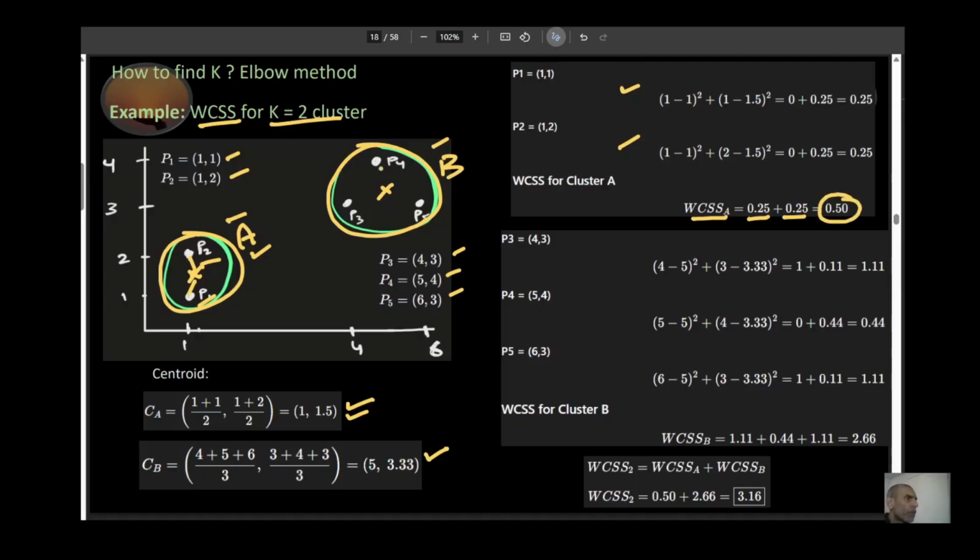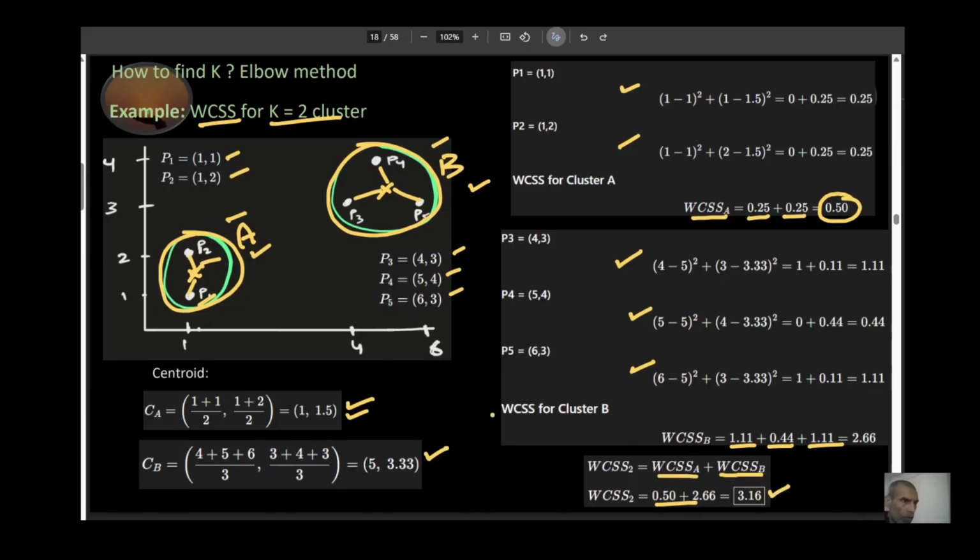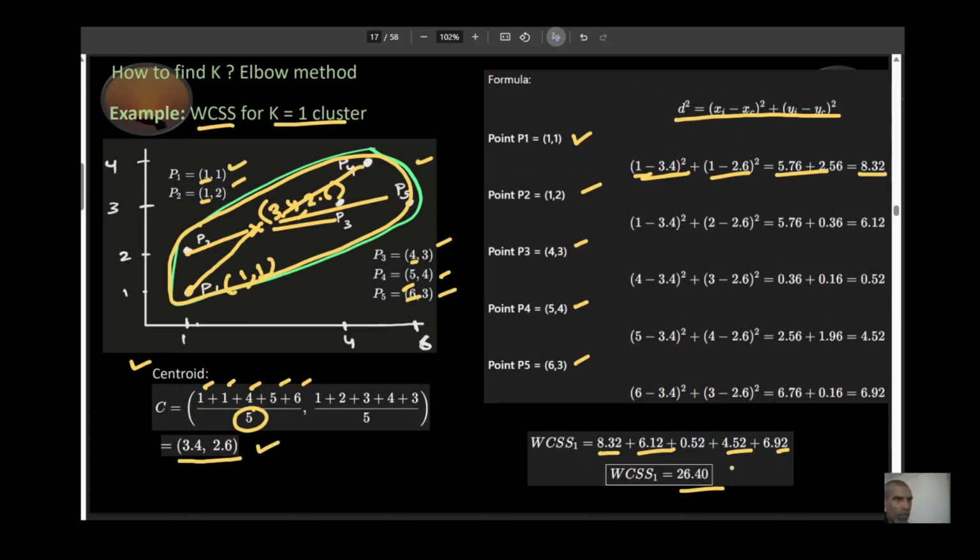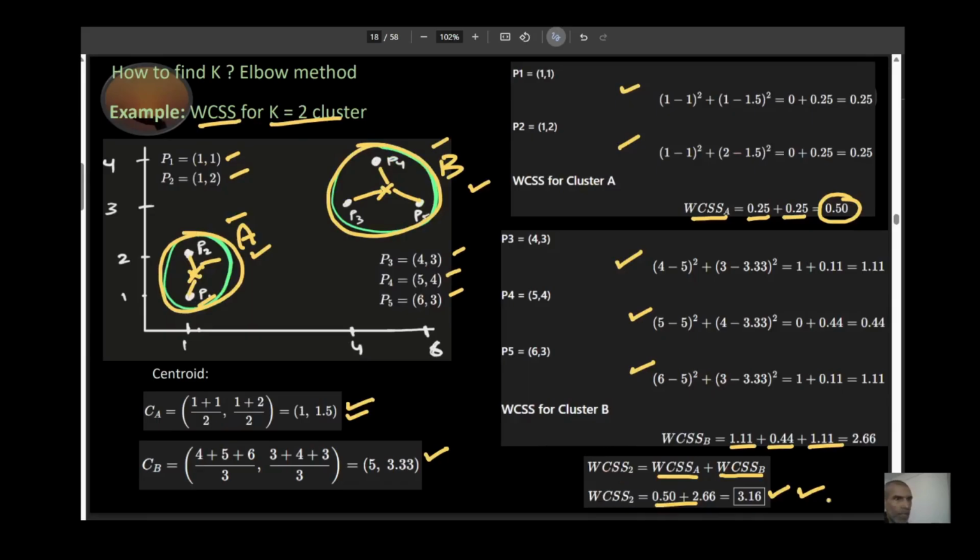Now you do the same thing. You find this distance, this distance, and this distance, and you square each one of them. This is exactly what I'm doing over here, right here, right here, and right here. And then you just add all the squared distances together. That gave me WCSS for cluster B, that would be this right here. Then I add my WCSS for cluster A and cluster B together, and the answer comes out to be 3.16. And if you notice, your WCSS went down as your number of clusters went up. Previously my WCSS was 26.40, and now my WCSS is 3.16.